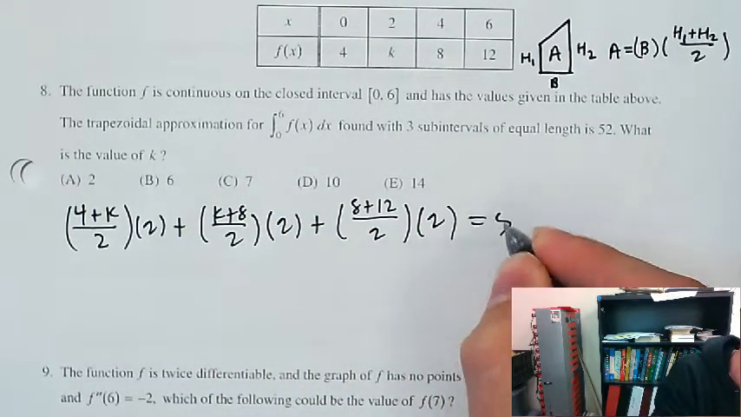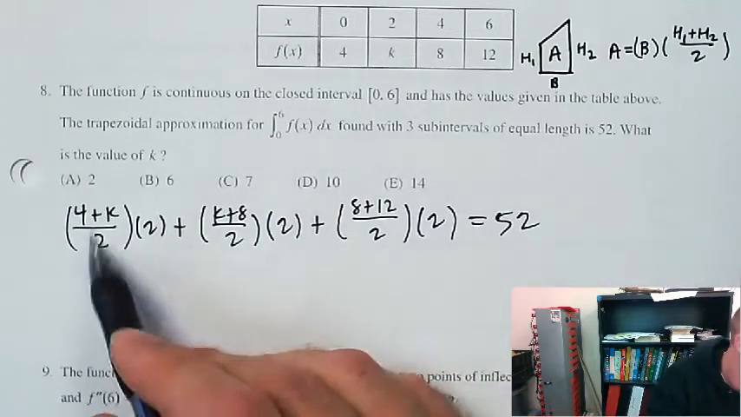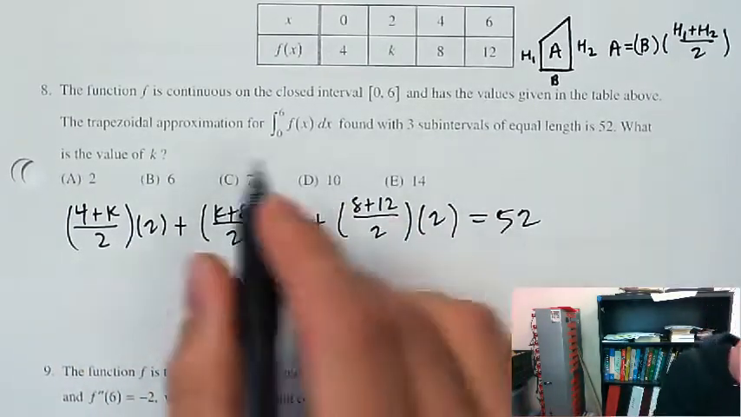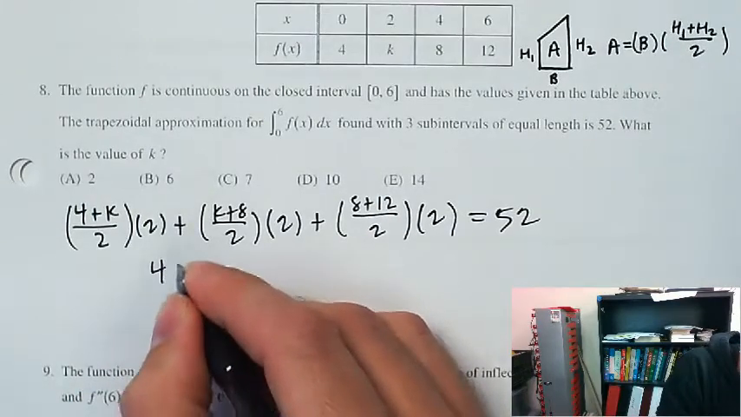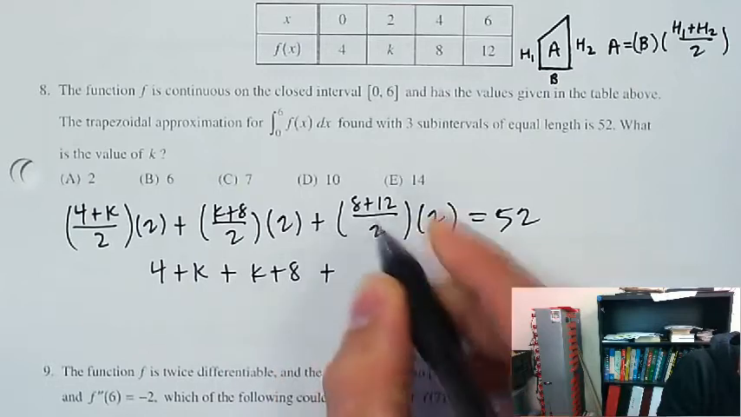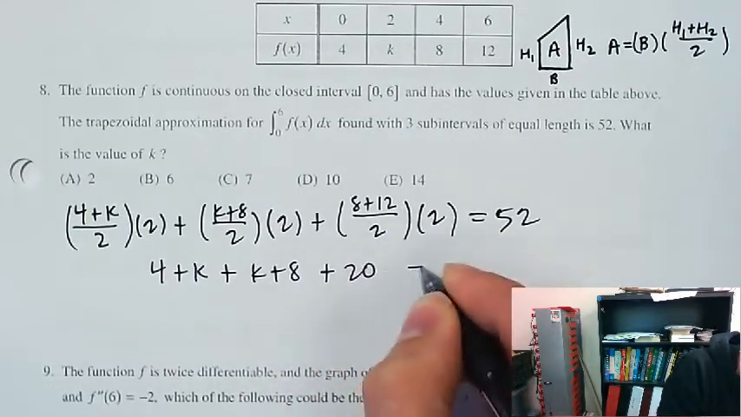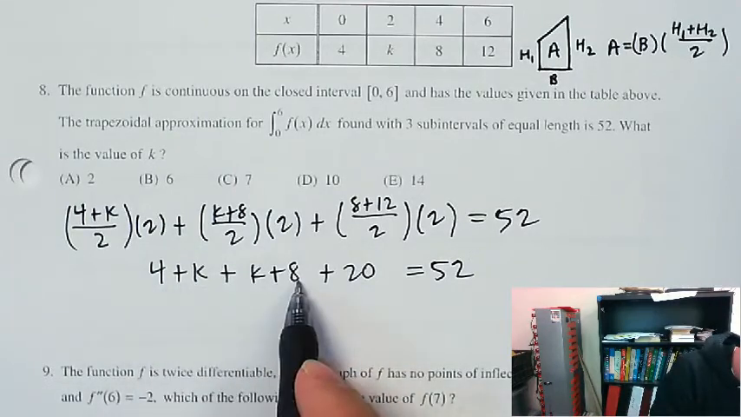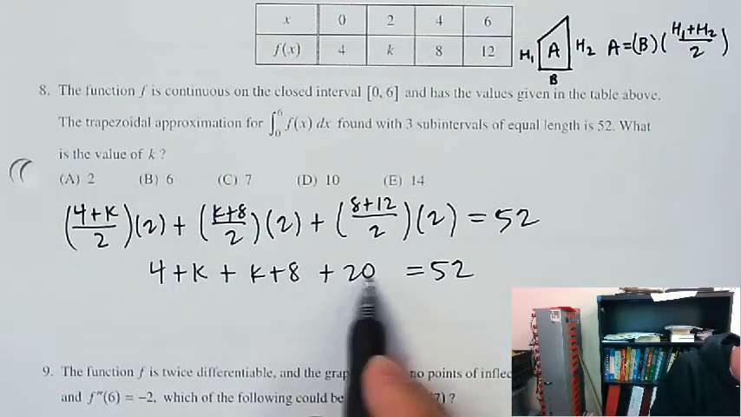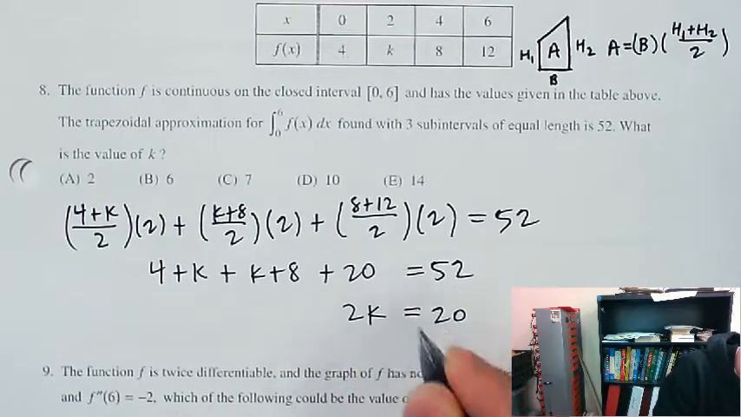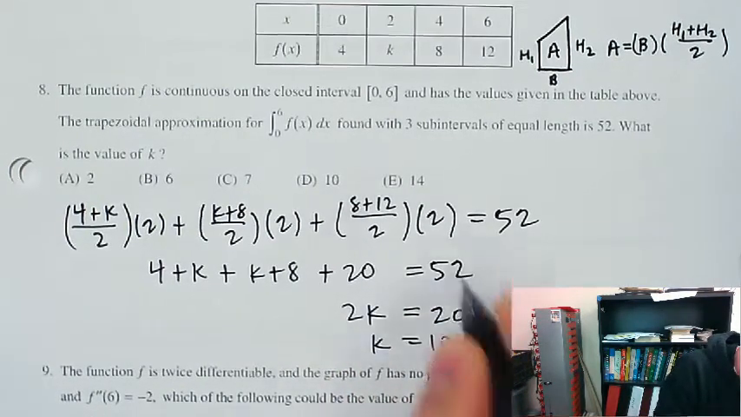What's the value of k? All right, so this equals 52. And then I'm going to go in here and, okay, luckily for me, all these 2's are canceling off. That's nice of them. So I've got 4 plus k plus 8 plus 8 plus 12. That's equal to 52. So that's 12 and 20 is 32. 52 minus 32 would be 20. And so k is going to be 10.